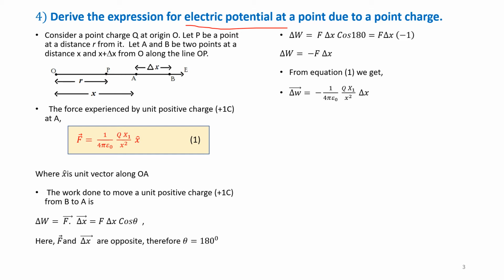From equation 1, that is inside this box, we have to substitute the value of F. Delta W is equal to minus 1 over 4 pi epsilon naught Q times 1 by x square, that is the value of F from equation 1, into delta x as given here, in this equation.